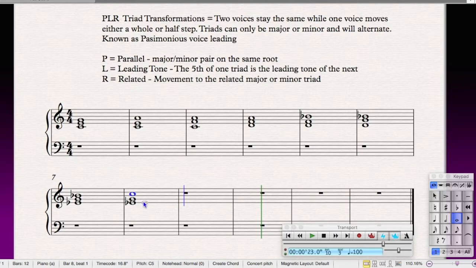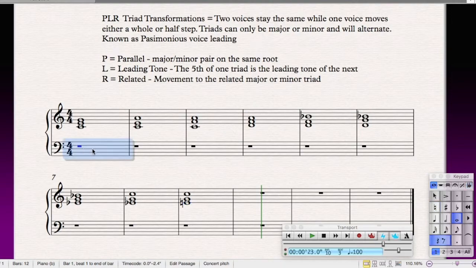So E flat major, its relative minor triad would be C minor. And one very cool thing when you're doing progressions using the PLR triad transformations, at some point you're always going to end up right where you began. If we have a C minor triad, we can do the parallel relationship right here. We have a C minor, we're just going to make it a C major. So I'll retain the C, retain the G, those are the two voices, and now our E flat is going to move up a half step to an E, and we are back where we started.